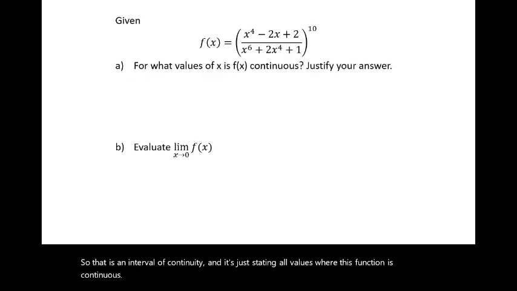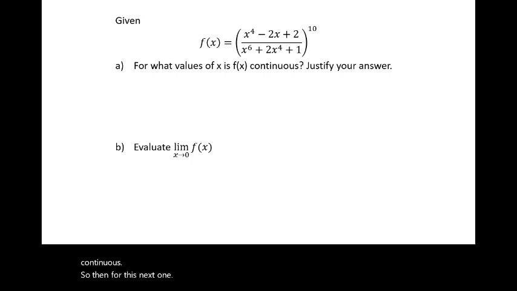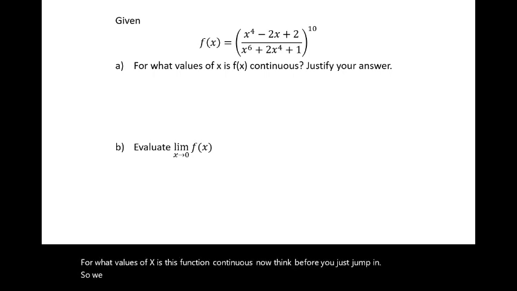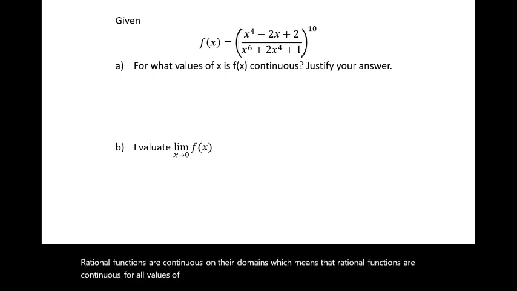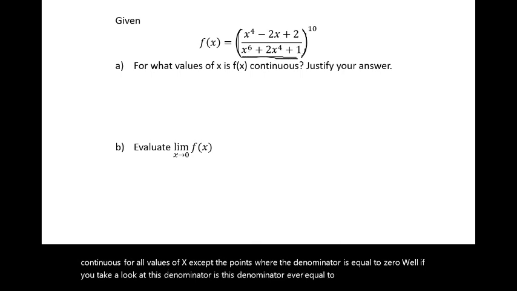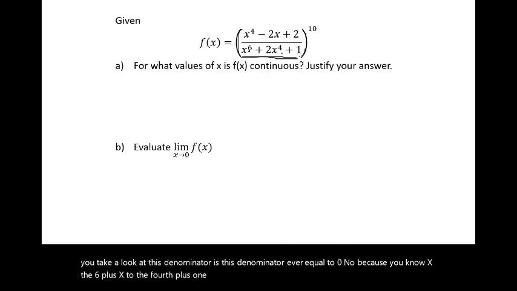So then for this next one, for what values of x is this function continuous? Now think before you just jump in. So we have a rational function inside the parentheses. Rational functions are continuous on their domains, which means that rational functions are continuous for all values of x except the points where the denominator is equal to 0. Well, if you take a look at this denominator, is this denominator ever equal to 0? No, because x to the 6th plus x to the 4th plus 1, this denominator is never equal to 0.